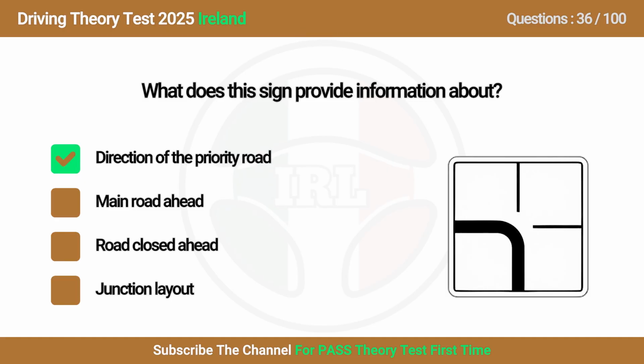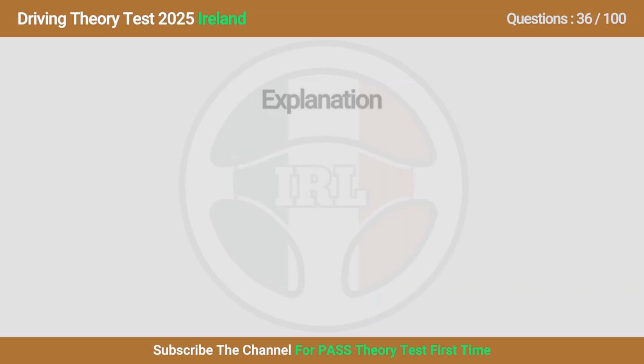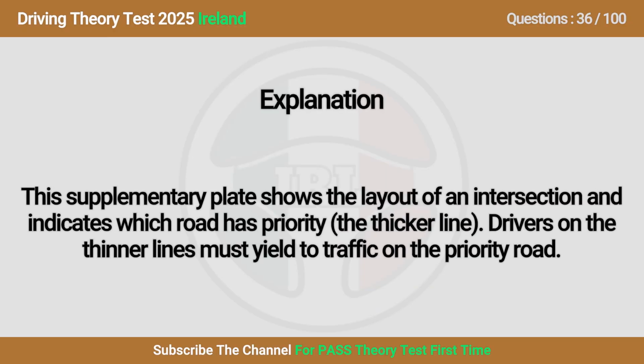Answer is A. Direction of the priority road. This supplementary plate shows the layout of an intersection and indicates which road has priority, the thicker line. Drivers on the thinner lines must yield to traffic on the priority road.